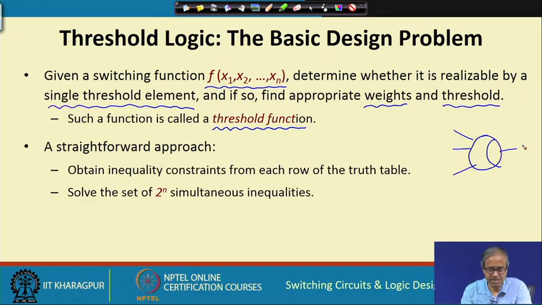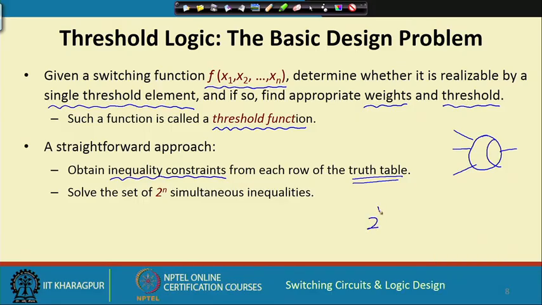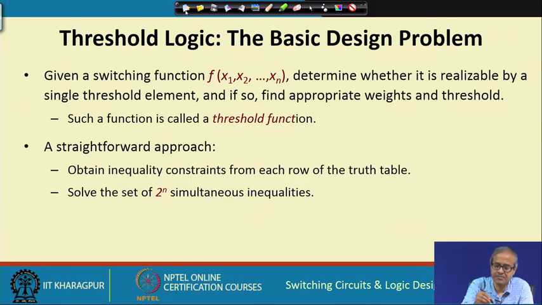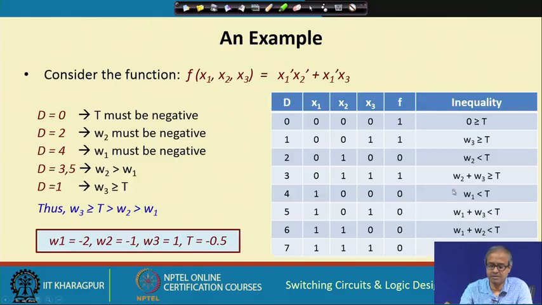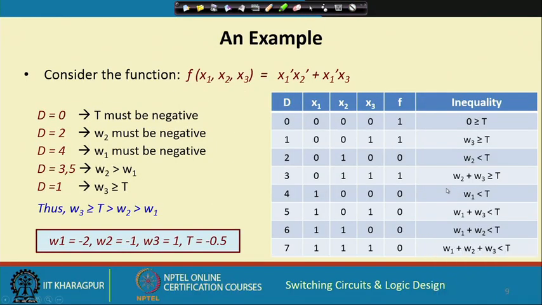So, we shall take an example to show how we can systematically check for this and how we can determine the weights. So, we construct the truth table, and from every row of the truth table we obtain some inequality constraints. We shall see how. So, we will be having 2 to the power n such constraints, because there are 2 to the power n rows in the truth table. So, we will have to solve those 2 to the power n inequalities at the end. This is the basic idea. Let us take an example to work this out.